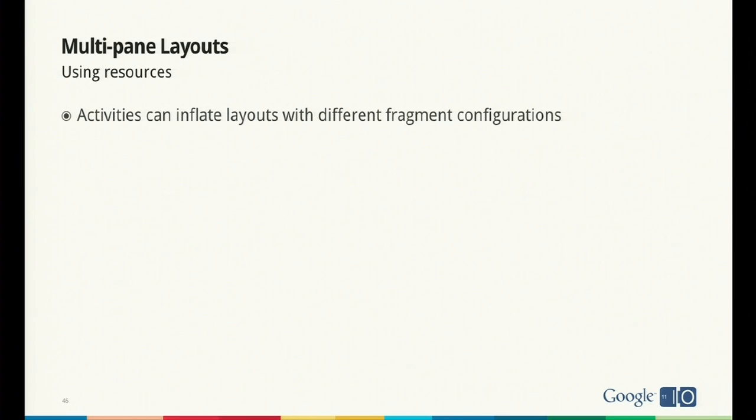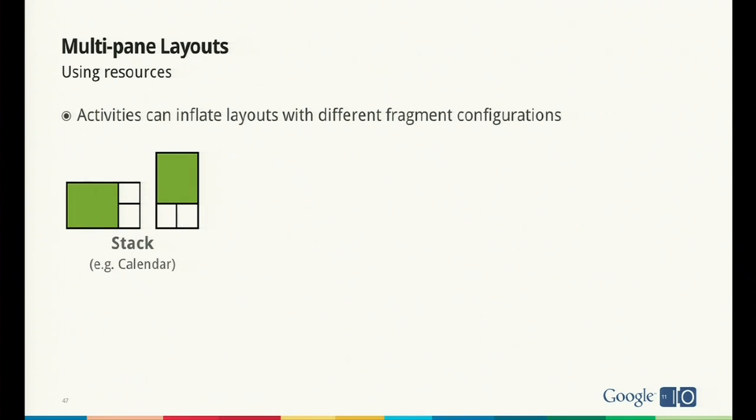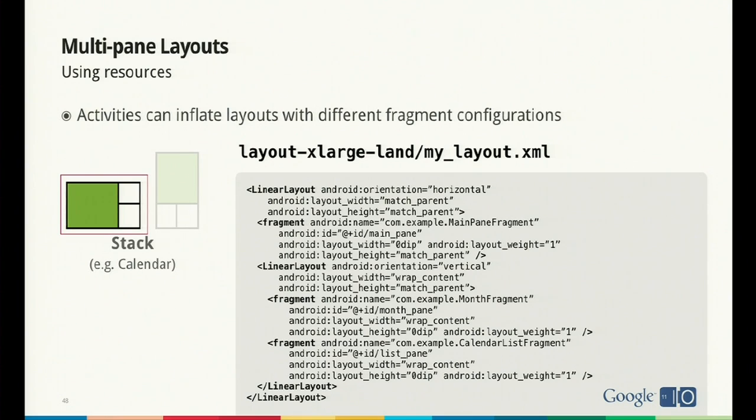So how does this actually work out in practice? Activities can inflate layouts with different fragment configurations. If you provide different layout files, then it suddenly makes it a whole lot easier to create effects like Rich mentioned with the stack here. Since fragments can actually have presence in layout, you write your layouts in such a way that basically says, where do these containers go on my screen? Where do these panes show up? And this becomes your activity's layout that you use in your setContentView call.